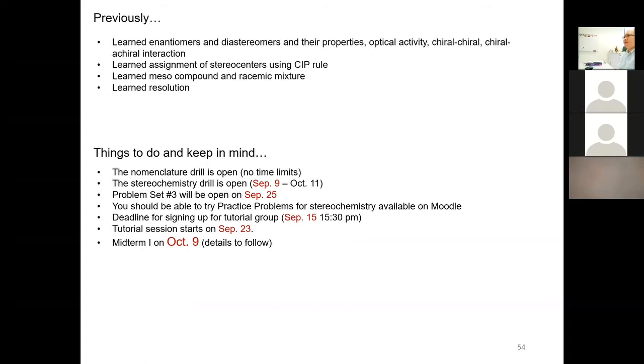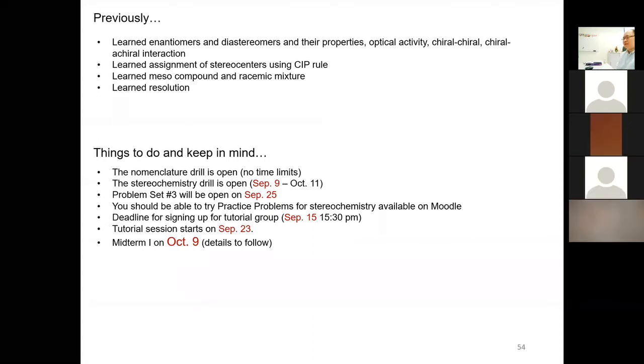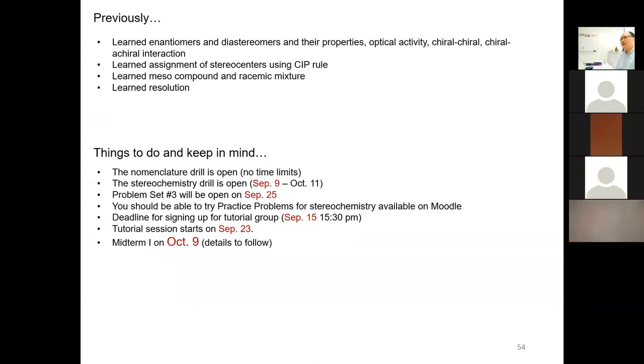And then we learned the concept of the meso compound and what's the difference between a meso compound and a racemic mixture. And also at the end of last lecture, we learned the concept of resolution, and how people did resolutions to separate enantiomers in a racemic mixture.